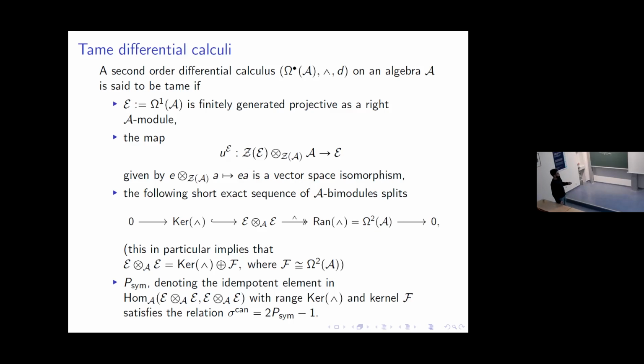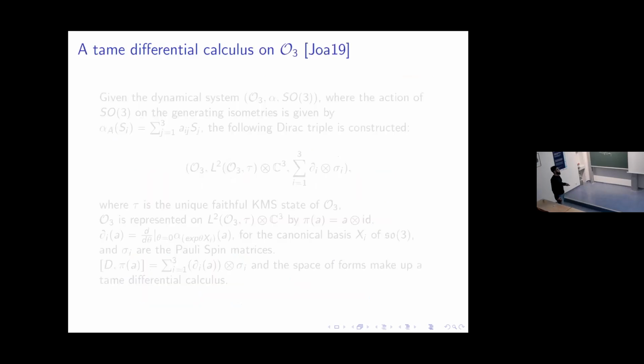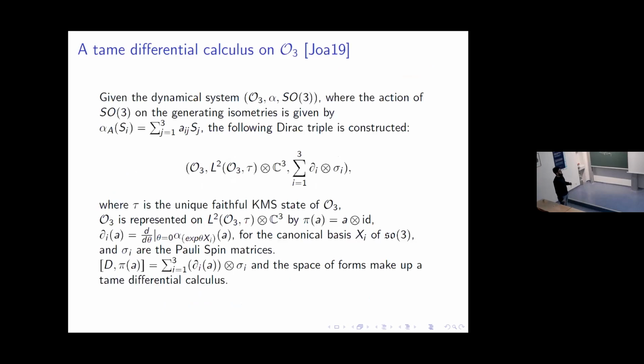But do we get anything more from this? So this is an interesting example given by Joardar. If you have the dynamical system on the Connes algebra with 3 generators, the action being of SO3, described as such, then using the faithful KMS state on O3, you can get an analog of the Hilbert space. You can construct a Dirac operator in that sense, and the representation is such that the partial del i's are given by this.